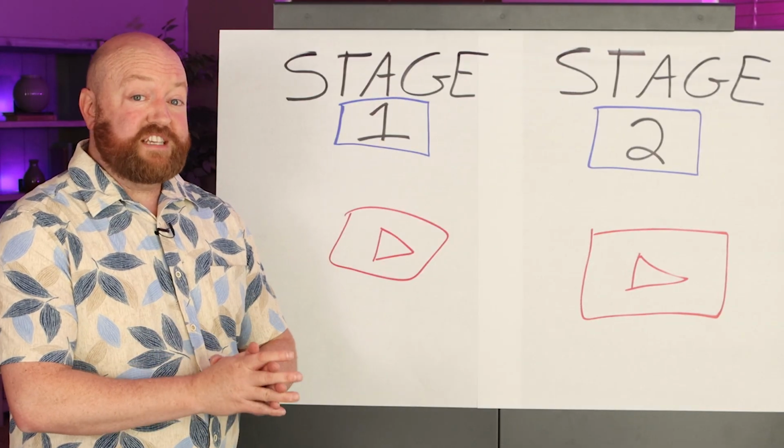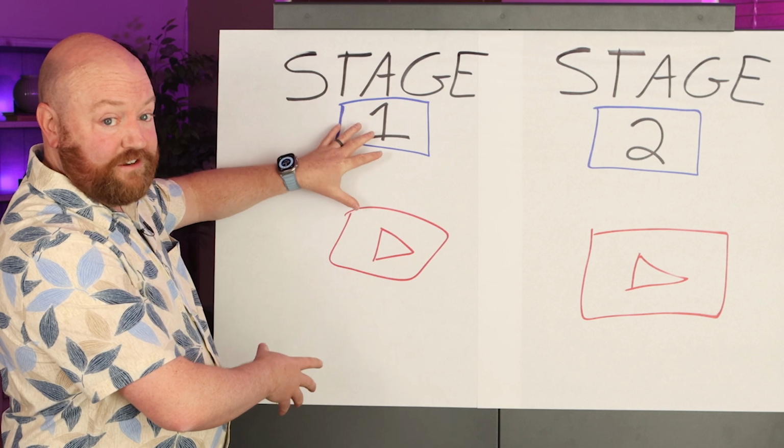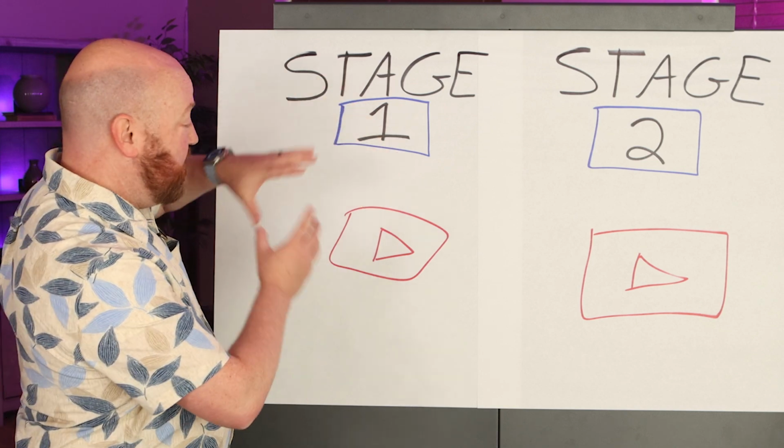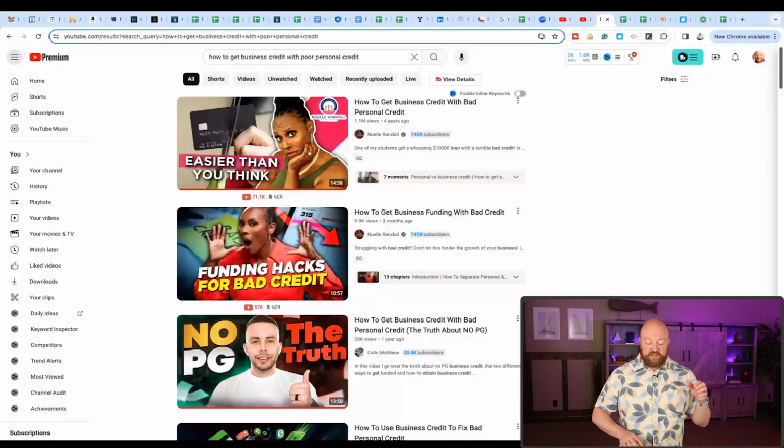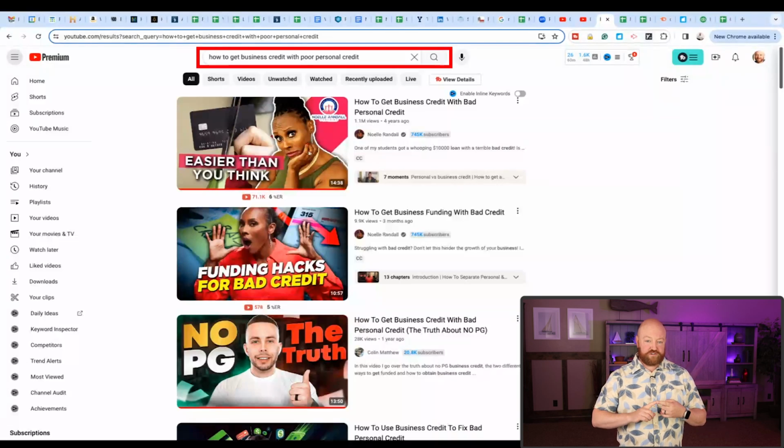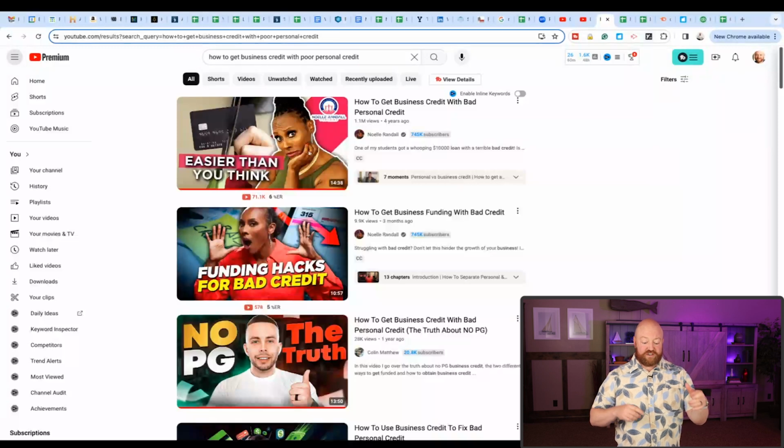So now I want to show you some examples of stage one videos. Okay, these are not promo videos, but these ones appear on YouTube. That's where people find them. So this is a screenshot of YouTube, obviously. If you look up in the search bar, you'll see how to get business credit with poor personal credit. So if you type in that question, this is what you'll likely see. You'll see Noel Randall in the number 1 position and the number 2 position.